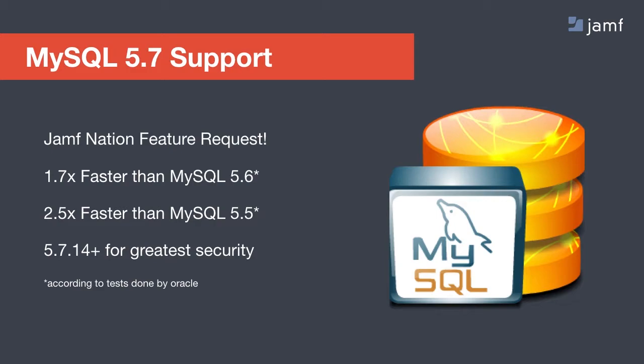The next thing that we're going to talk about is MySQL 5.7 support. This, once again, was a Jamf Nation feature request. We have had some people running 5.7 in the past, and they've had some mixed luck. We now fully support MySQL 5.7 as of Jamf Pro 9.98. MySQL 5.7 is speedier than 5.6 or 5.5. According to some tests that were done by Oracle, it's 1.7 times faster than 5.6 and 2.5 times faster than 5.5. If you are going to upgrade to 5.7, we do recommend that you run 5.7.14 or greater for the greatest security in your environment.